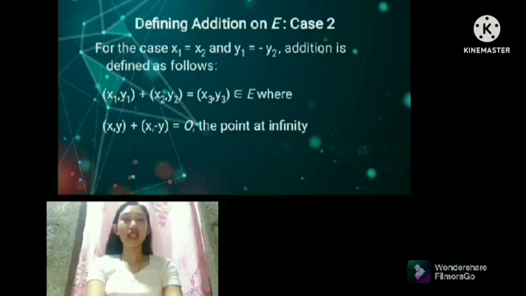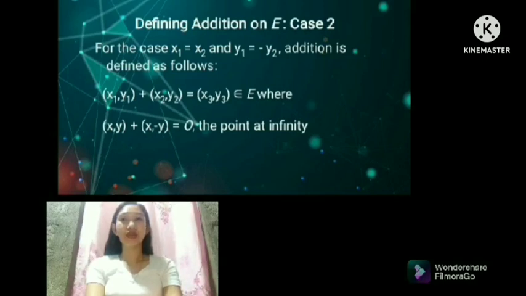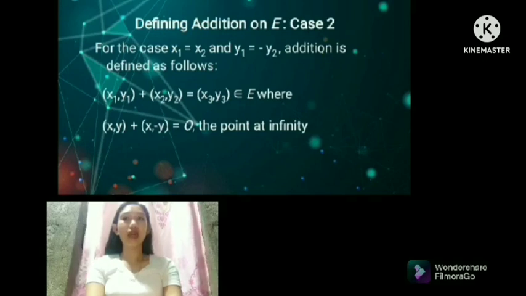Defining addition on E, case 2. For the case x1 = x2 and y1 = −y2, addition is defined as follows. For example, (x1, y1) + (x2, y2) = (x3, y3) belongs to E, where (x, y) + (x, −y) = 0, the point at infinity.